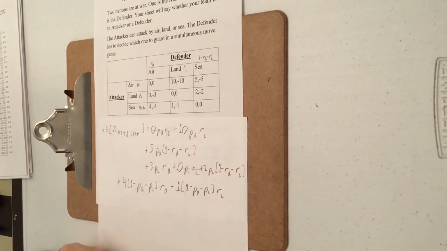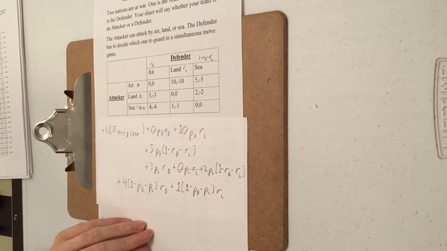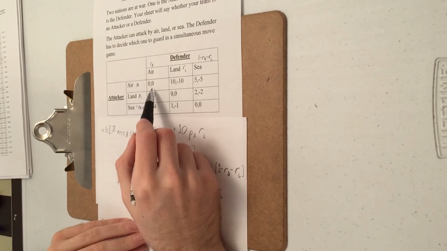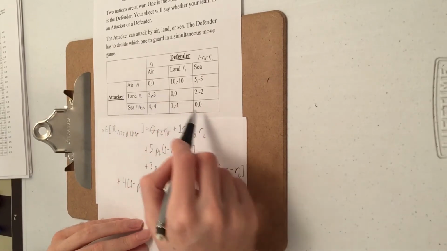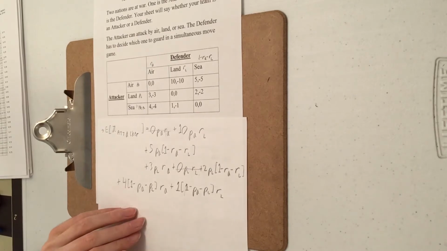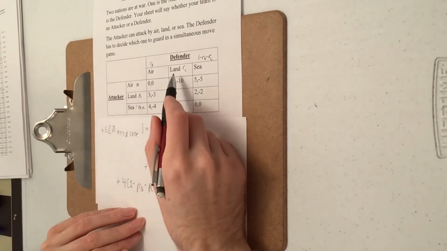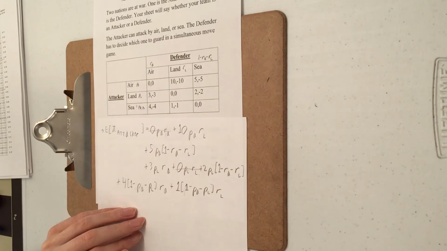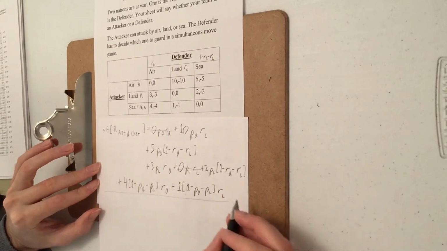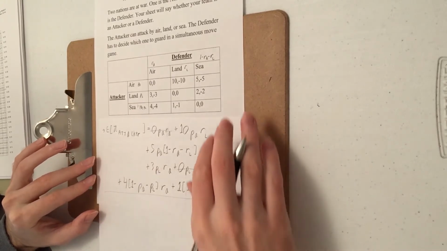By the way, see how the game is set up. If the defender anticipates what you're doing, if they know you're playing air and they play air, then they effectively block you and you get 0. But if you're the attacker and you can surprise the defender, like if you play air but they're expecting land, then you get a positive payoff. That's the idea. All right, so let's go take our partial derivatives.